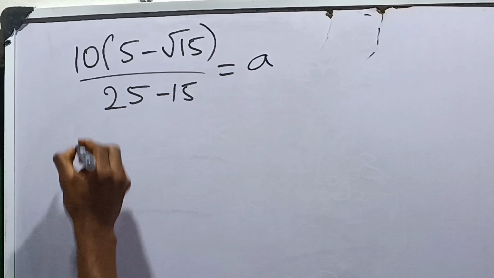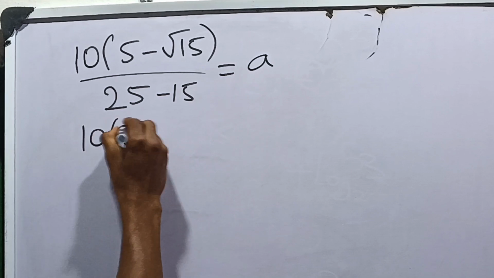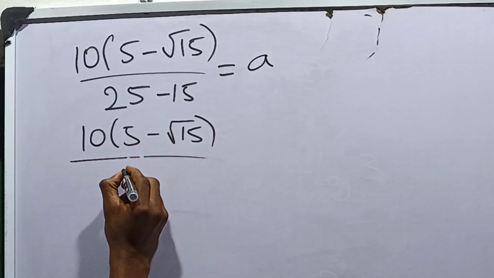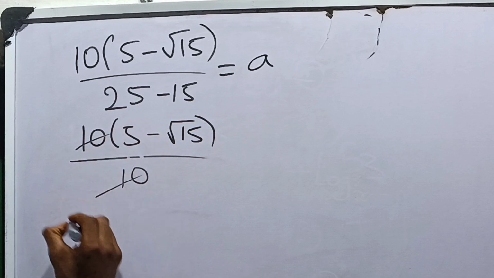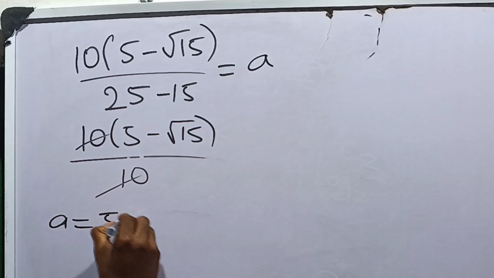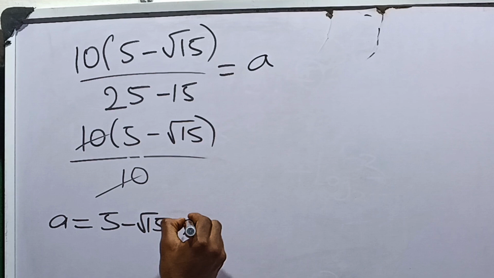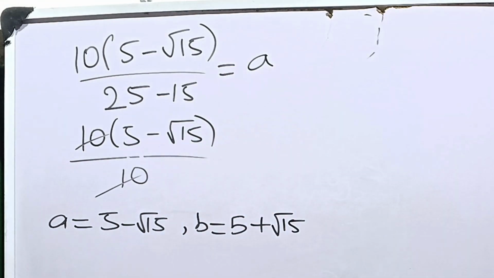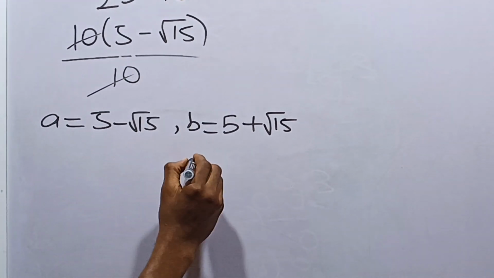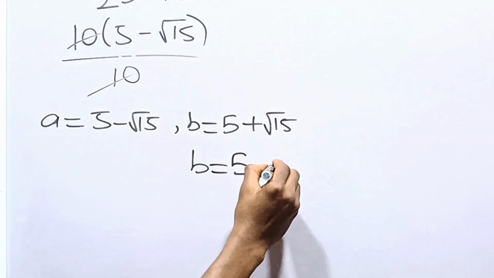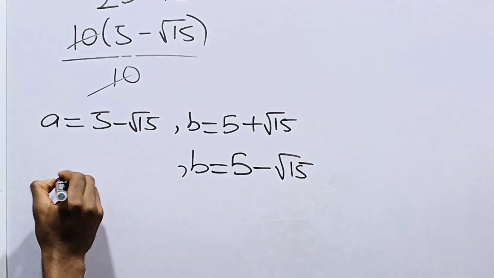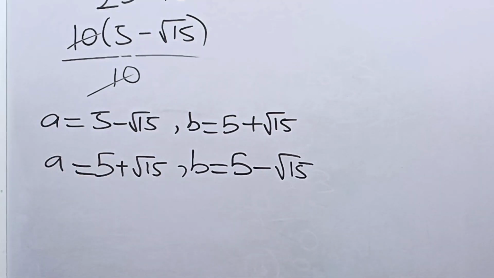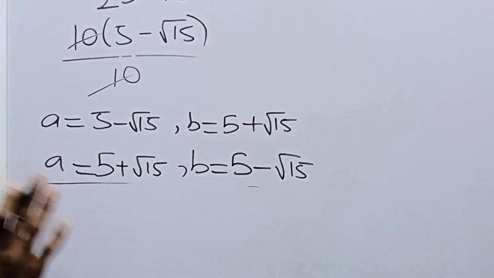Now moving on from here, we now have that this is 10 into 5 minus root of 15 divided by 25 minus 15 is 10. 10 strikes 10, so that we are left with a equal to 5 minus root of 15 when b is equal to 5 plus root of 15. Hence, when b is equal to 5 minus root of 15, the second value for b, a should now be equal to 5 plus root of 15. This now becomes the final answer for these given variables.